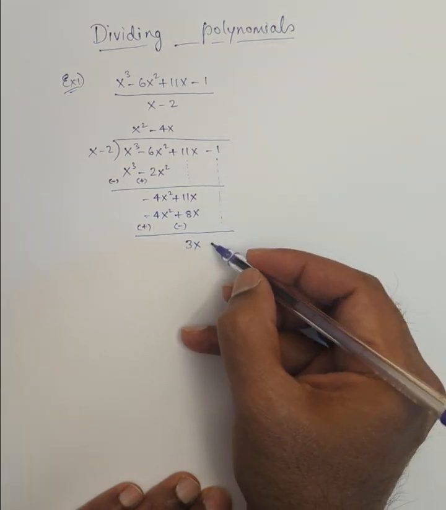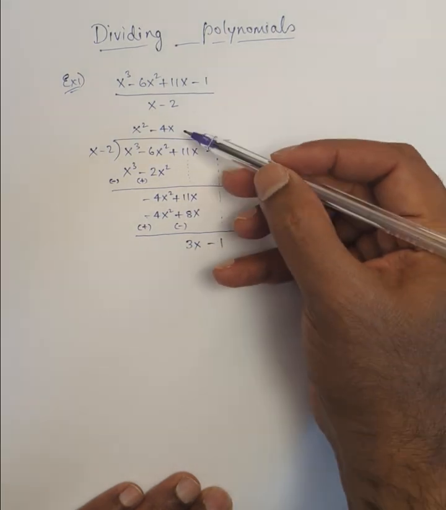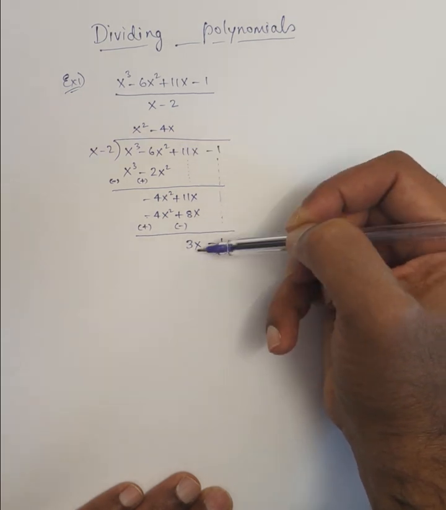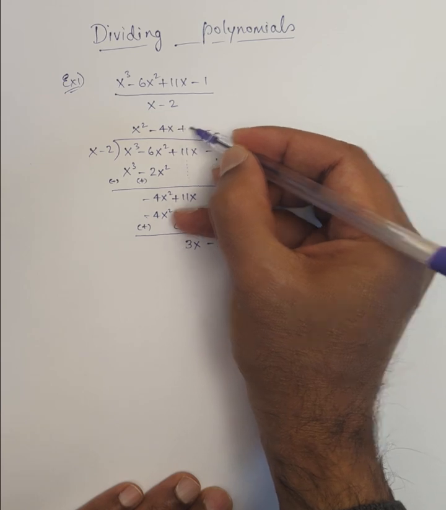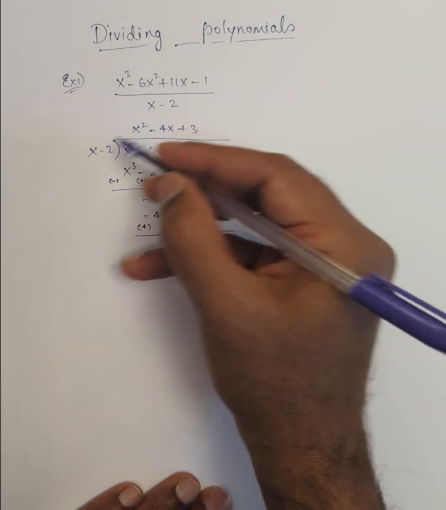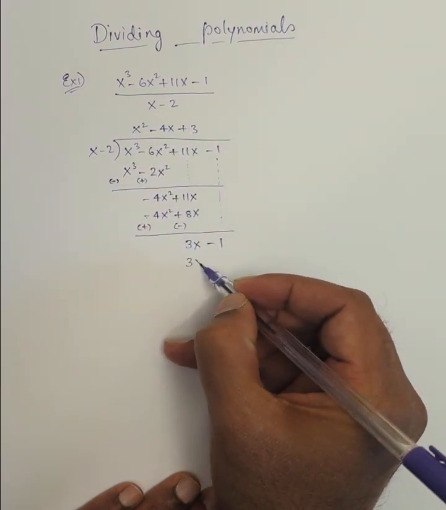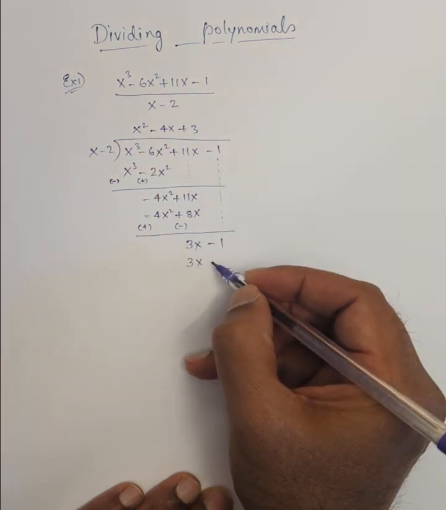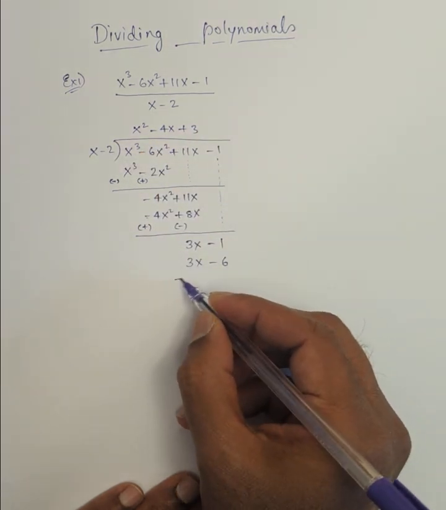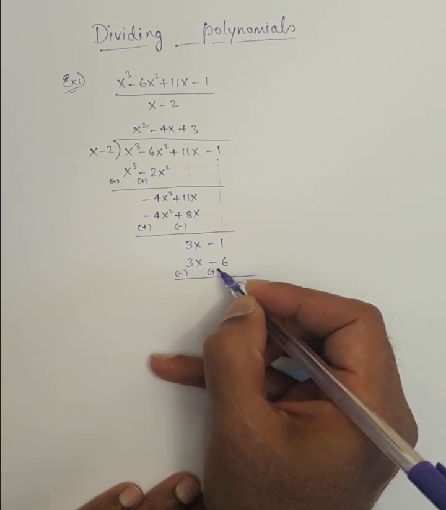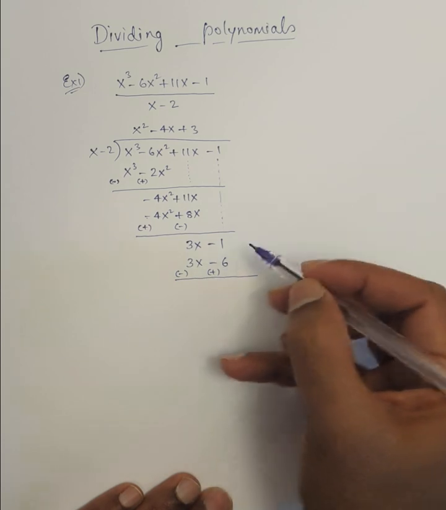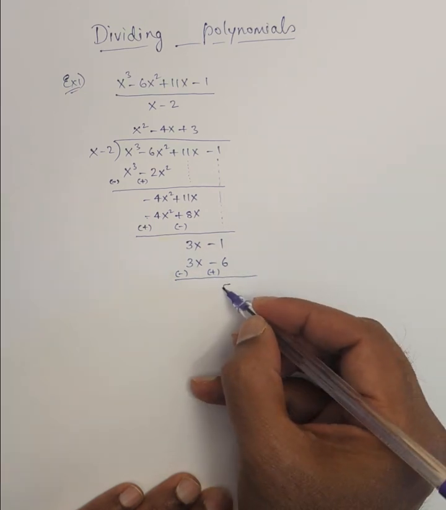Don't forget the negative. And now what should go up here to get 3x? It should be just plus 3. So you write plus 3. 3 times x is 3x. And 3 times negative 2 is negative 6. Again, you change the signs and add. Plus becomes minus, minus becomes plus. 3x minus 3x is 0. Negative 1 plus 6 is 5.